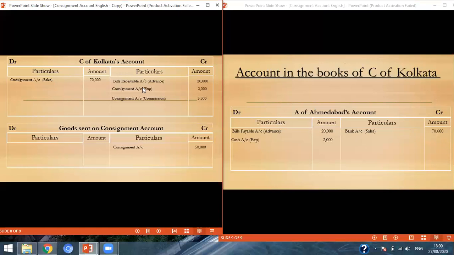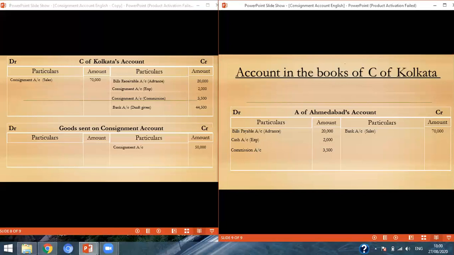Then here, again on the credit side, the consignment account commission has been debited. But for C Limited, commission is just their income. So in A of Ahmedabad's account, we will write commission account 3,500. Then bank account, the draft has been given, 44,500. So here also we'll write bank account, draft given, 44,500. Clear? Now the account will be closed.